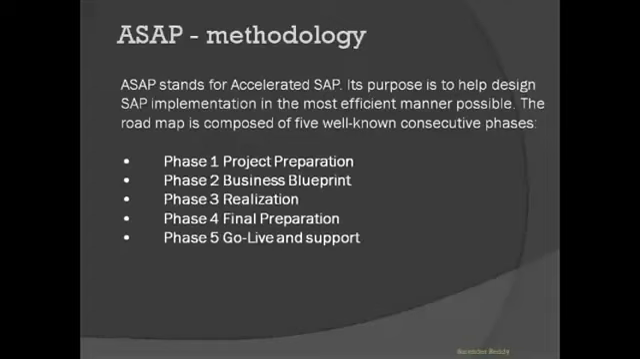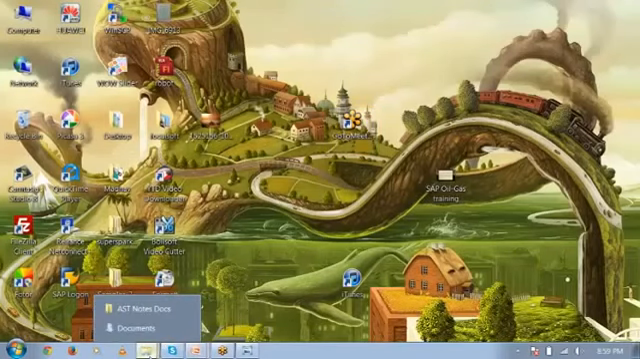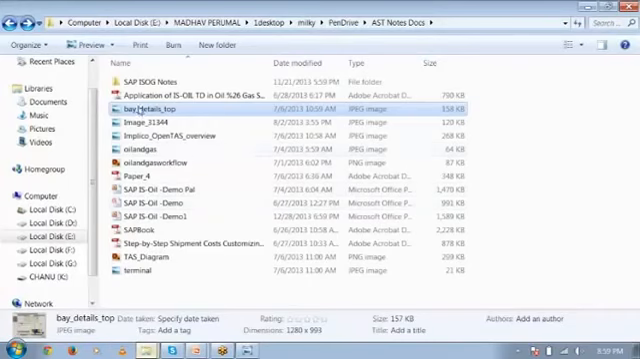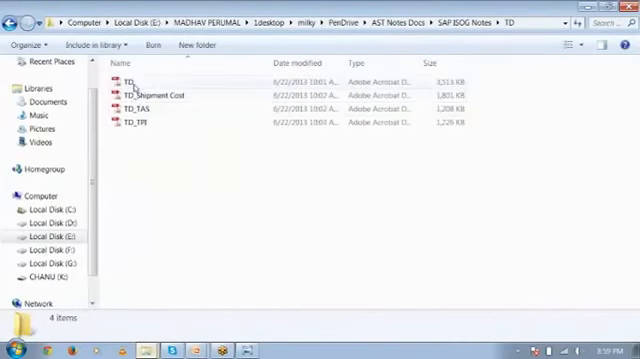These documents, I will provide the documents related to oil and gas industry. Implementation documents, I can provide. And I will explain the ASAP methodology also based on the oil and gas industry. And I'm giving the notes like this.